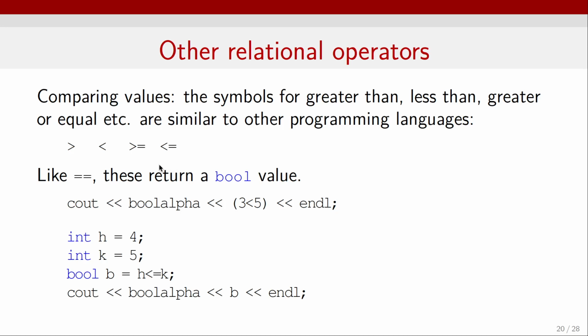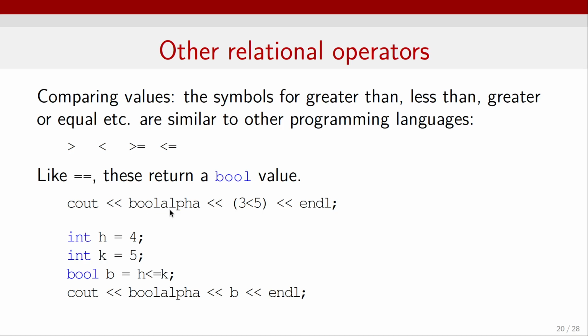Another way to compare values is to check if something is lower than or greater than, or lower or equal, or greater or equal. You can do that using these operators. So like equals equals, these return a bool value.